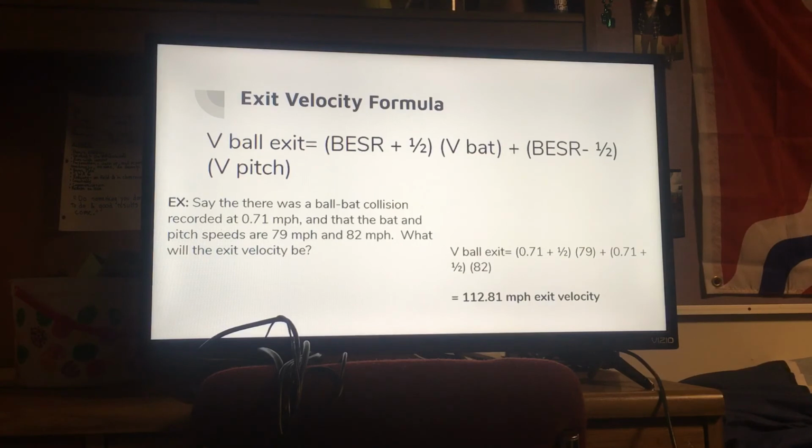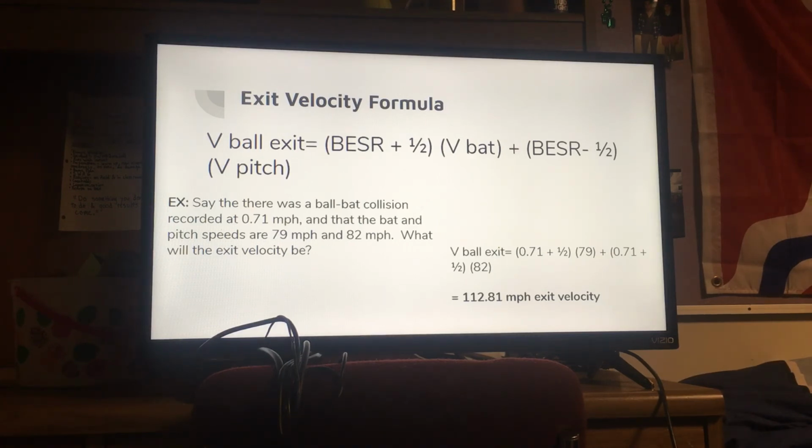Here is the correct formula for testing exit velocity. So, for example, say we have a ball-bat collision recorded at 0.71, and the bat and pitch speeds are 79 miles an hour at the bat speed and 82 miles an hour at the pitch speed. What will the exit velocity be?